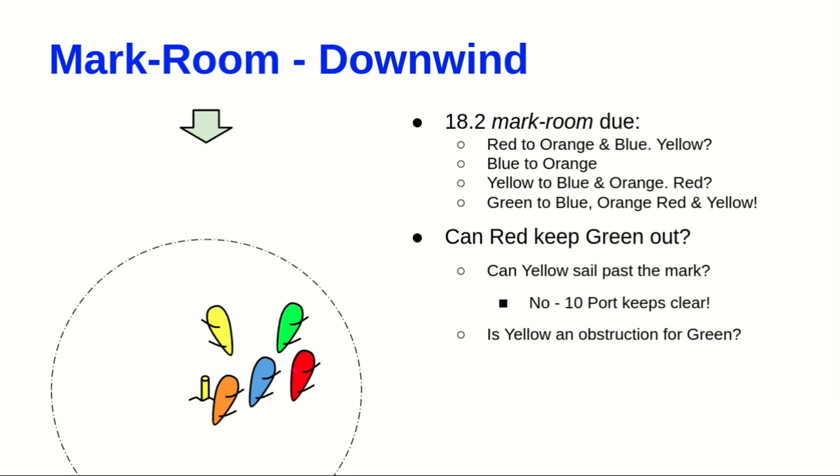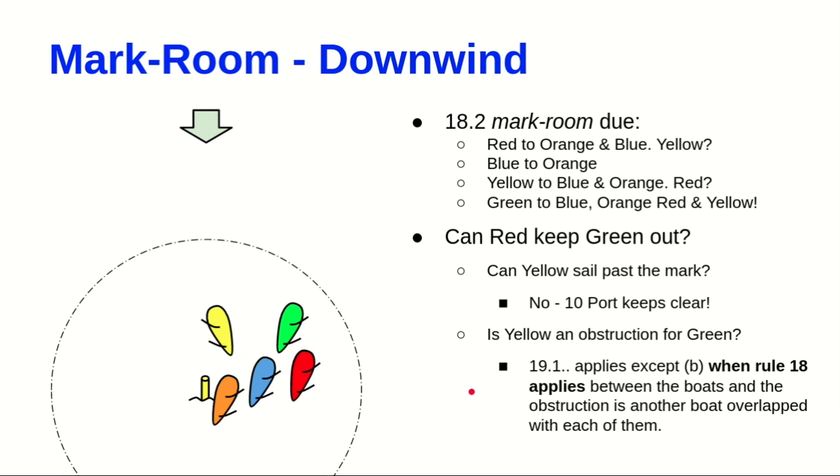Can green say to red, if red calls green up, I can't because I've got an obstruction, a boat that I must give mark room to? Well, no, because 19.1 applies. When the obstruction is another boat overlapped with each of them, and Rule 18 applies, Rule 19 doesn't apply. So there's nothing in the rules to stop red trying to keep green out, other than the fact that blue and orange are there, and she has to give them room. Green is following in that room that red is giving to blue and orange.